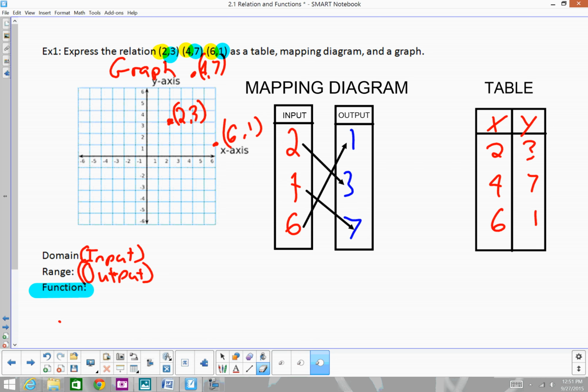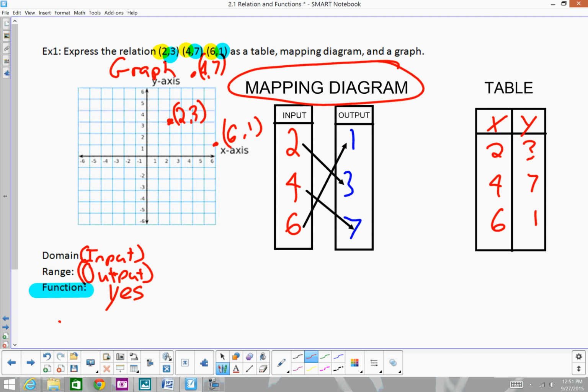So in that case, this is not part of my data set. So then yes, this is a function. Okay, yes, this is a function. Now, let's determine that using a mapping diagram.